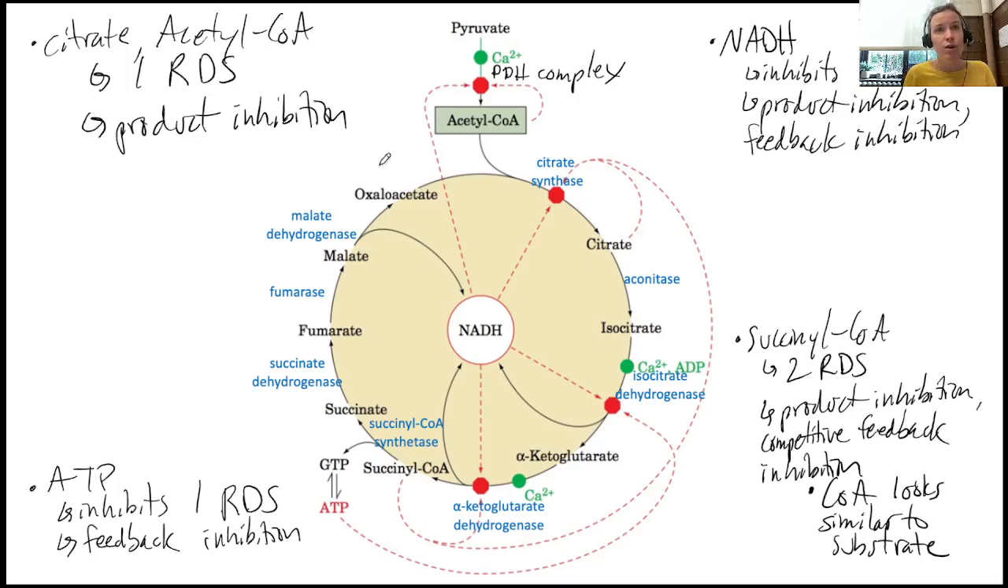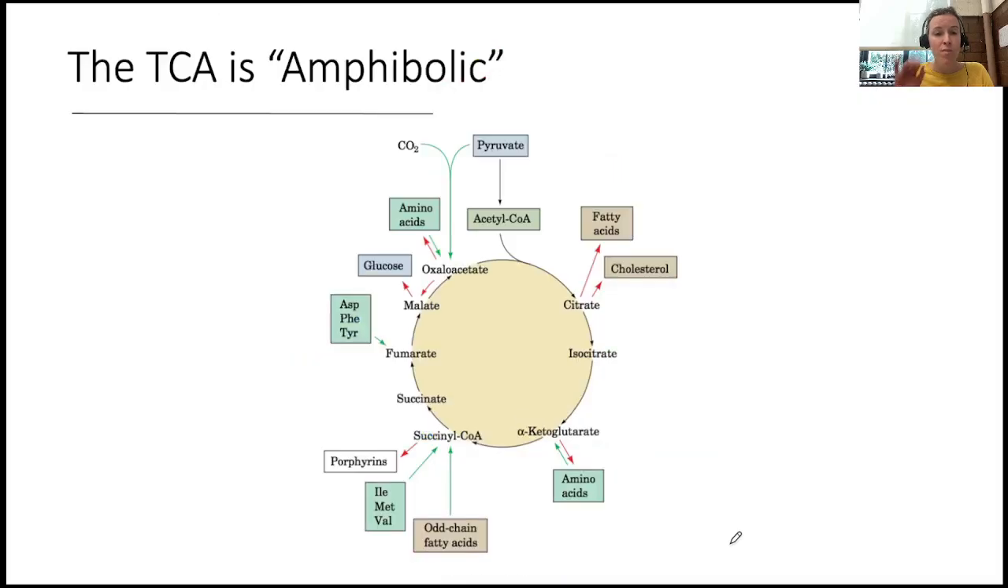And you can also note, folks, that there are some activators on this slide as well. We see calcium activating at 3 rate determining steps. We also see ADP activating at 1 of these rate determining steps. Let's wrap it up, folks. I'll remind everyone that the TCA is amphibolic, so we won't be learning about all of this. This is what you'll learn if you take biochemistry too. But keep in mind, there's more than just what we've come together to learn.